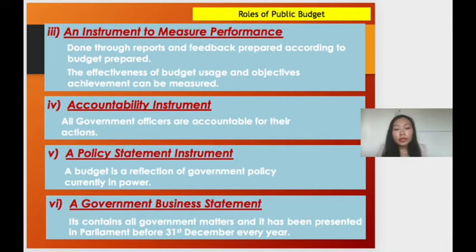Next one, a policy statement instrument. A budget is a reflection of government policy currently in power. And then, last but not least, a government business statement. It contains all government matters and it has been presented in Parliament before 31st of December every year.